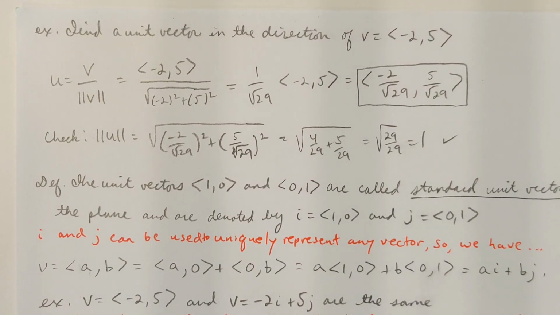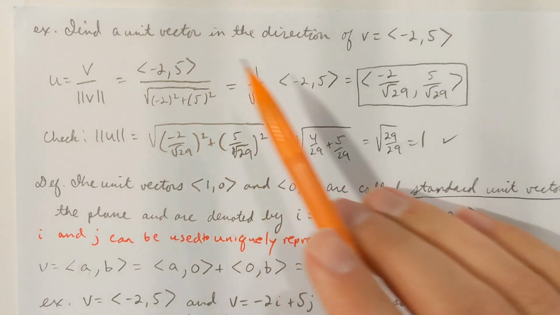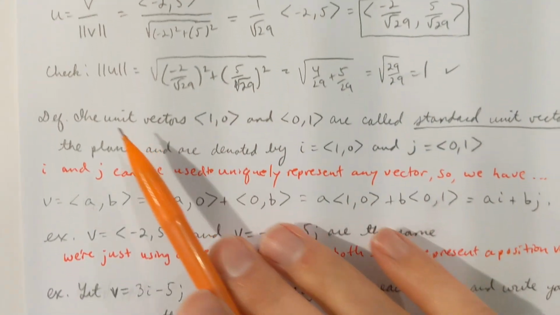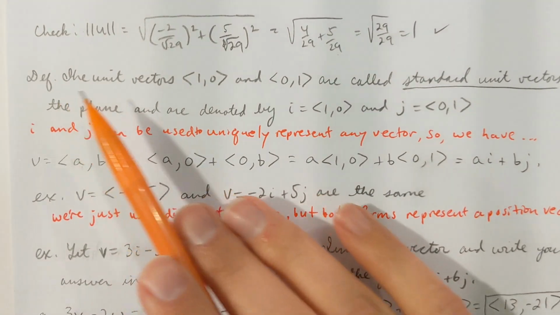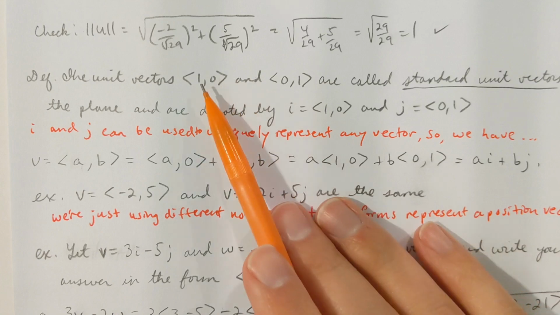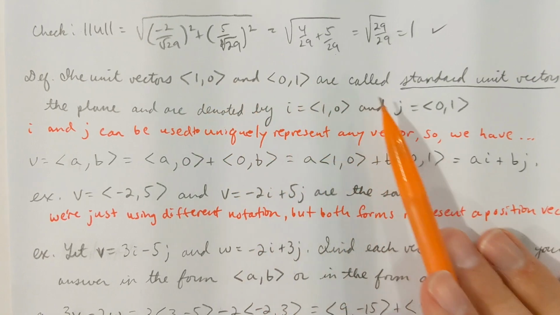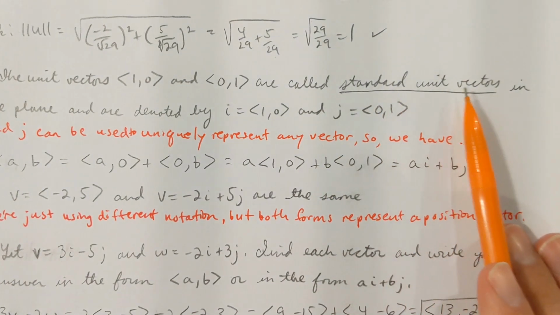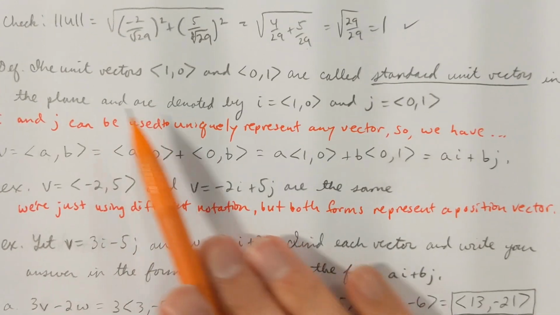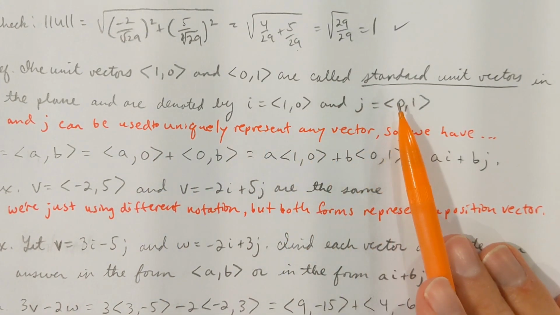Okay, I wanted to finish up section 9.4 here, which is the last section that we're doing for the course. We had done an example in the last video finding a unit vector. So we're right here now. Here's a definition. The unit vectors <1, 0> and <0, 1> are called standard unit vectors in the plane and are denoted by i and j.